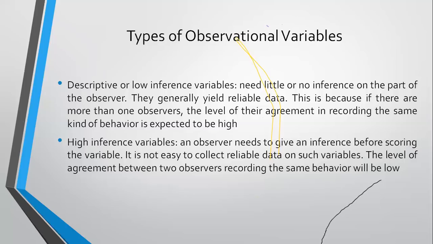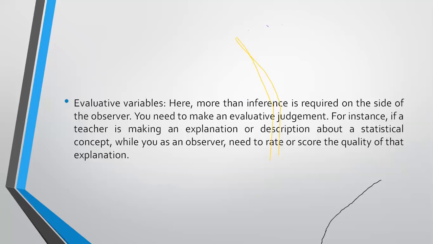Another variable is evaluative variable in observation. In evaluative variable, more than inference is required on the side of the observer, because you need to make an evaluative judgment. For instance, a teacher is making an explanation or a description about a statistical concept. While you as an observer, what you do in evaluative variable is that you need to score and rate the quality of that explanation.